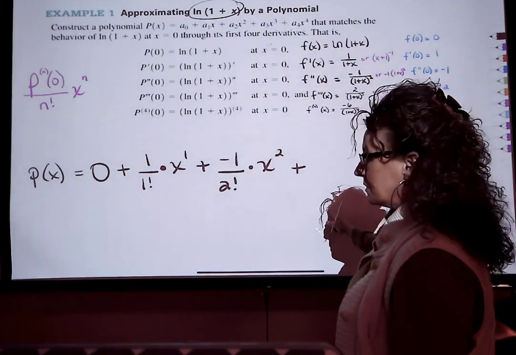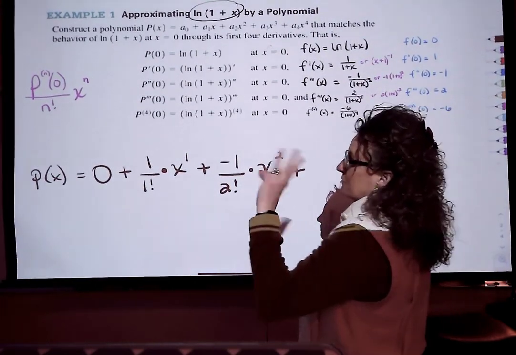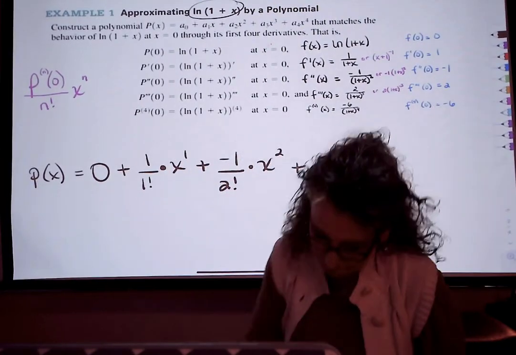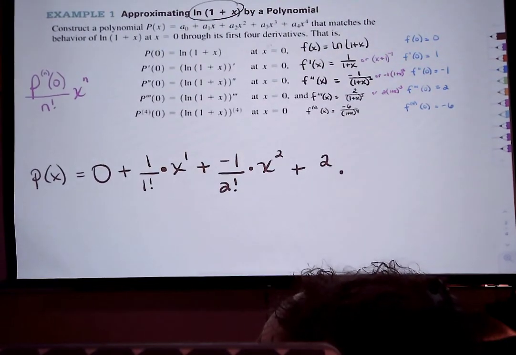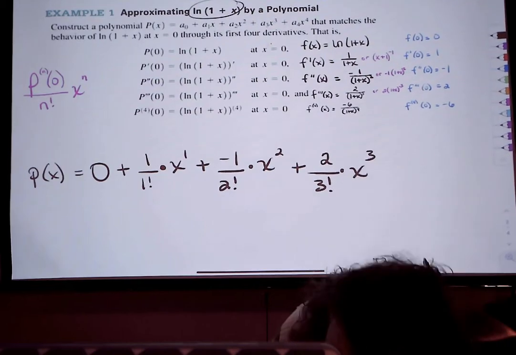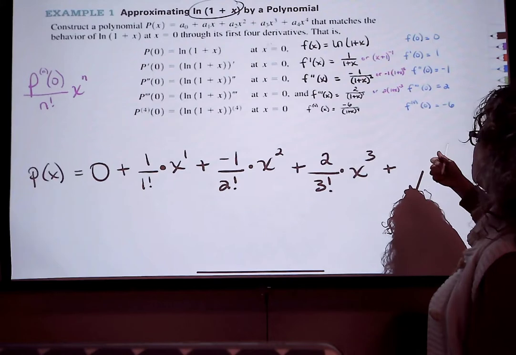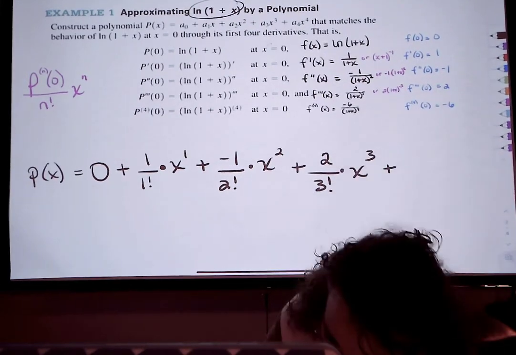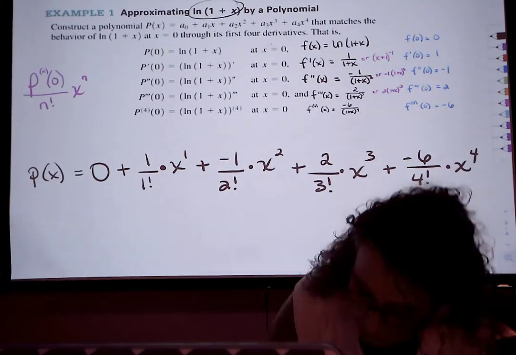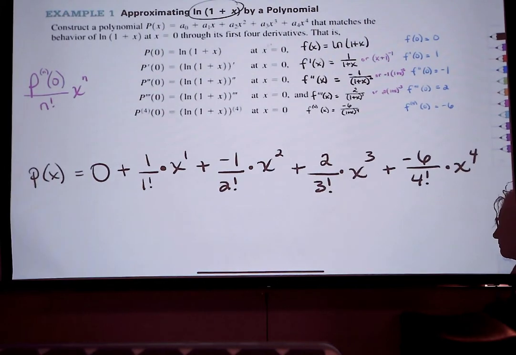N equals 3. So n equals 0, n equals 1, n equals 2, n equals 3. I need the value of the third derivative with 0 plugged in. That would be positive 2, over 3 factorial. And the last one, because I went 4 derivatives, I'm going to have an x to the 4th. It's going to be the value of my fourth derivative over 4 factorial times x to the 4th. There we go. Now, let's simplify it.